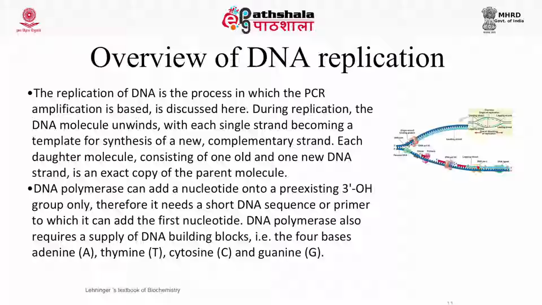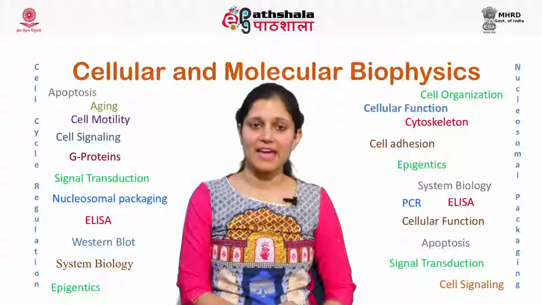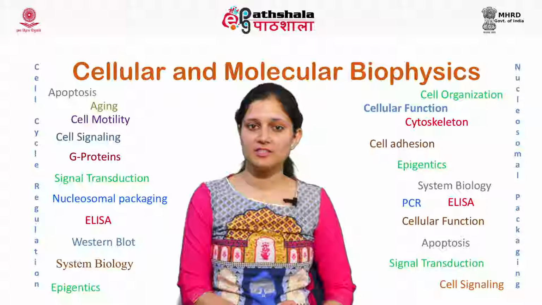It can add nucleotides onto a pre-existing 3' OH group only. Therefore, it needs a short DNA sequence or primer to which it can add the first nucleotide. DNA polymerase also requires a supply of DNA building blocks, that is, the 4 bases: adenine, that is A, thymine, that is T, cytosine, that is C, and guanine, that is G. Just as the replication of DNA takes place, amplification takes place in a PCR reaction.